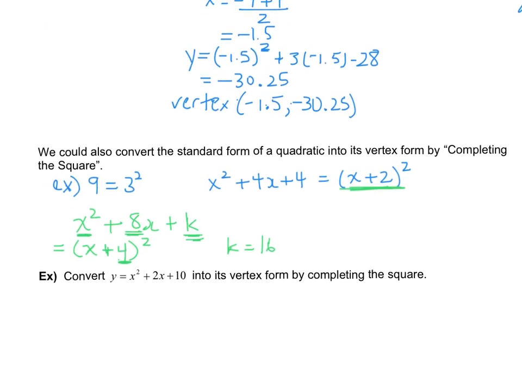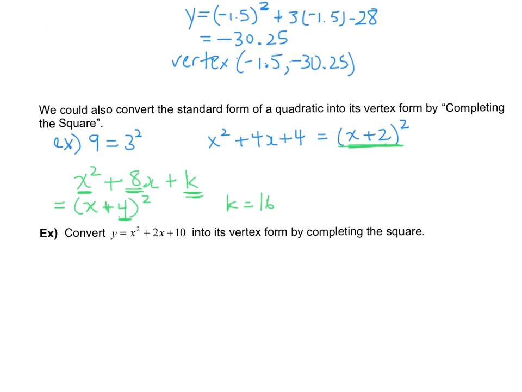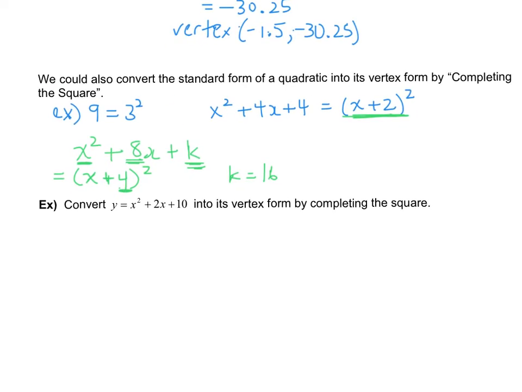So let's convert this last one into its vertex form by completing the square. Here's our process. This is a straightforward one because the value of a is just 1, so we don't have to worry about the very first step when it's not a 1. There's a step that we have to do before this one.